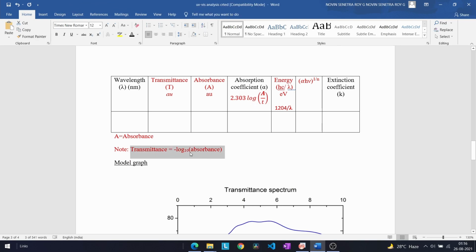How do you get the absorbance from transmittance? If they give absorbance, you can use it directly. If they give transmittance, taking e power on both sides, the log gets cancelled, and therefore absorbance is going to be the negative of e power transmittance. So that is what you are going to record.